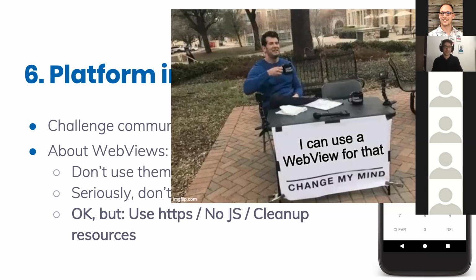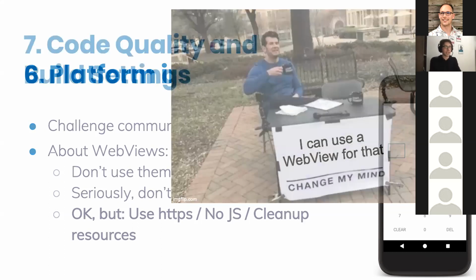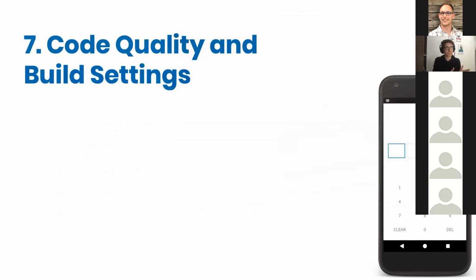All right, so we're almost there. Now, chapter 7. Chapter 7 is about code quality, build settings, those kinds of things. Of course, this doesn't apply to us because we always make the best possible code and we're great developers.